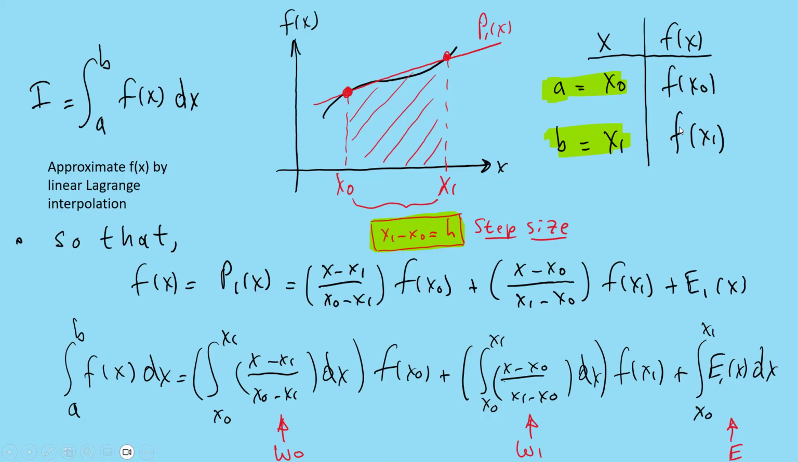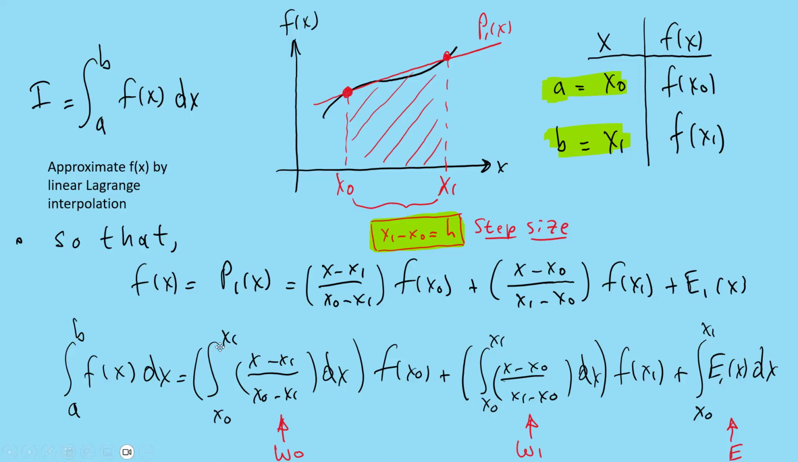We connect these 2 points with a straight line, and that line represents the linear Lagrange polynomial that approximates the function between x0 and x1. The h, called the step size, is the difference x1 minus x0. This is the linear Lagrange interpolation over these two data points, between x0 and x1.